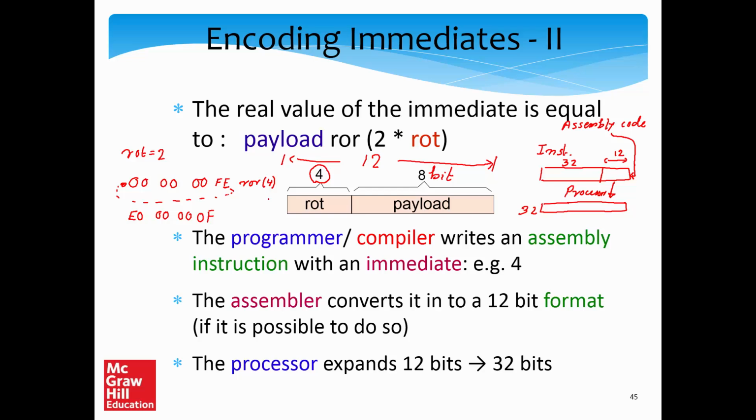Similarly, I can encode a lot of immediates and figure out their actual value, the actual value that the processor would use. The standard formula is this one: I take the 8-bit payload and rotate it by a value which is 2 times ROT. ROT, since it's a 4-bit number, can be between 0 to 15. So 2 times ROT can be between 0 to 30.